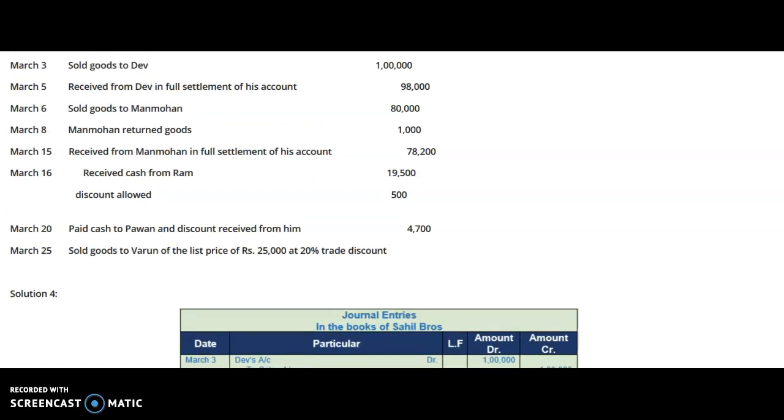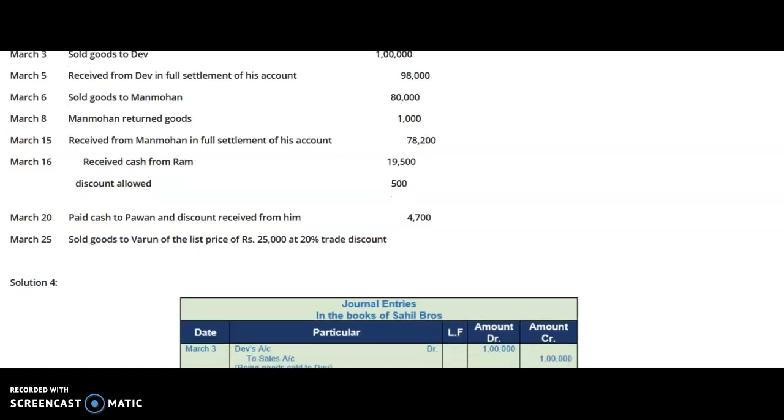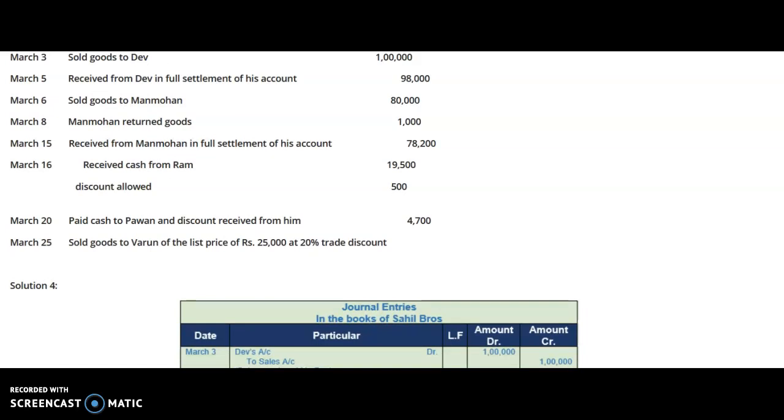Now how will we go for the other transaction in this case? Let's understand: received from Dev in full settlement of his account. Technically, the business has sold goods to him to the value of rupees 1 lakh and the account is being settled at rupees 98,000. First understand the meaning of the word settlement. Settlement here means nothing is outstanding. The business has to recover rupees 1 lakh from Dev for sales, but after he pays 98,000, the account is settled. What does it mean? That the business has given a discount of rupees 2,000 to Dev.